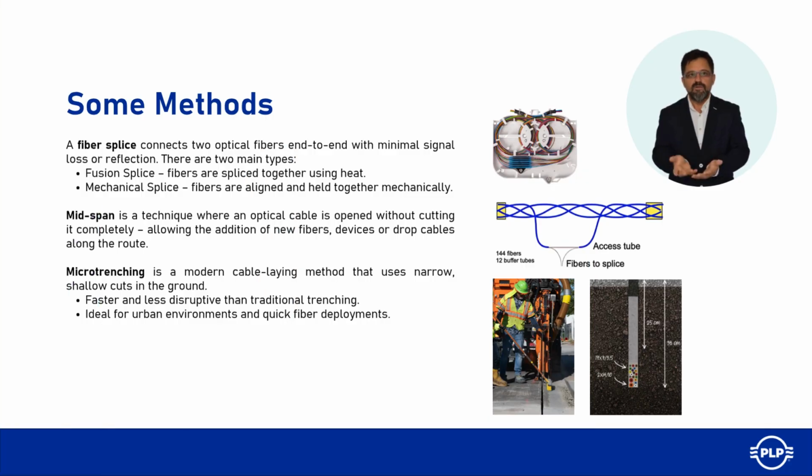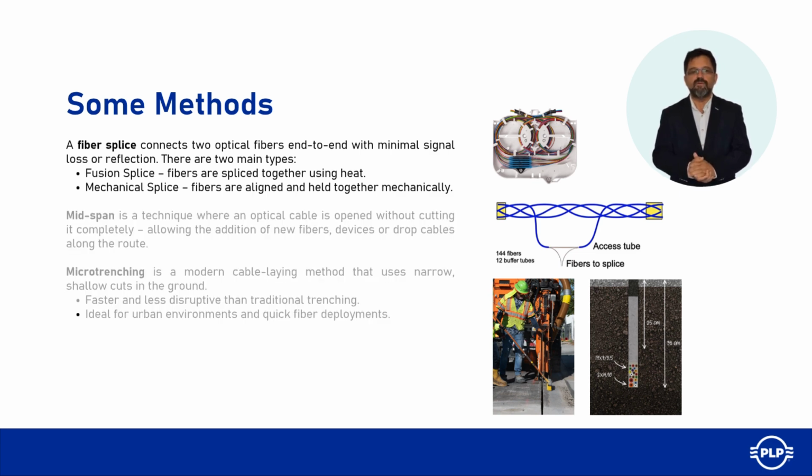Let's now take a closer look at some of the key techniques used during fiber installation and splicing. These methods play a crucial role in ensuring performance, reliability, and efficiency across different network environments. A fusion splice aligns the fiber ends precisely and fuses them together using an electric arc, offering the lowest optical loss and highest reliability with minimal reflection. However, it requires specialized equipment and skilled technicians.